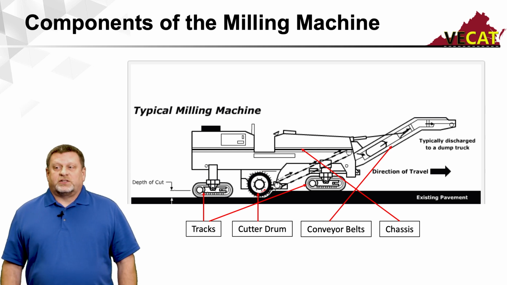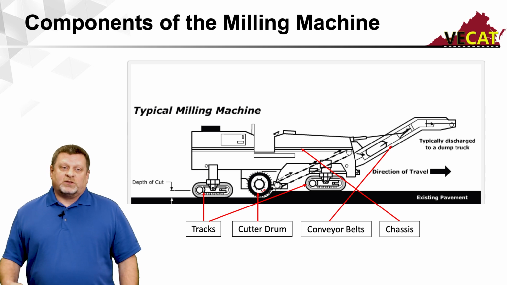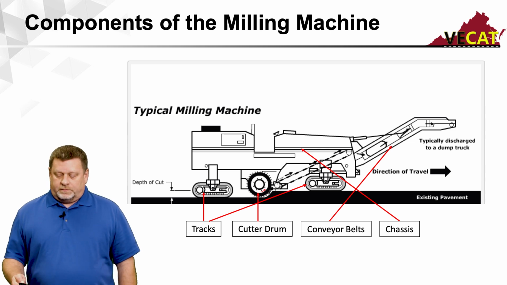Next, in the center of this piece of equipment, is the cutting drum. That's where the teeth are, that's the meat of the operation. It's where everything sort of rips the existing pavement apart, and from there it's transferred onto a couple layers of conveyors, which will help transfer the millings from the roadway up into the back of a truck for transporting to the asphalt plant.